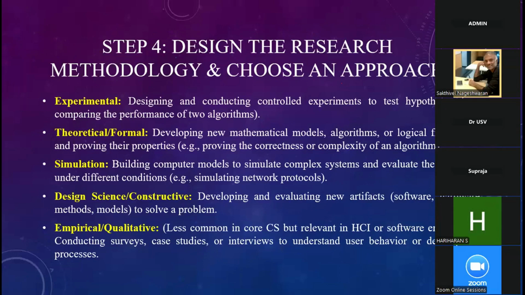And the last one is called empirical or qualitative. In recent decades you can see that they are using HCI and BCI, human computer interaction or brain computer interfaces. There are various HCI and BCI interfaces, how human and computer are going to interact, how brain and computer are going to interact. So these are all the things. So the fourth step you have to decide.